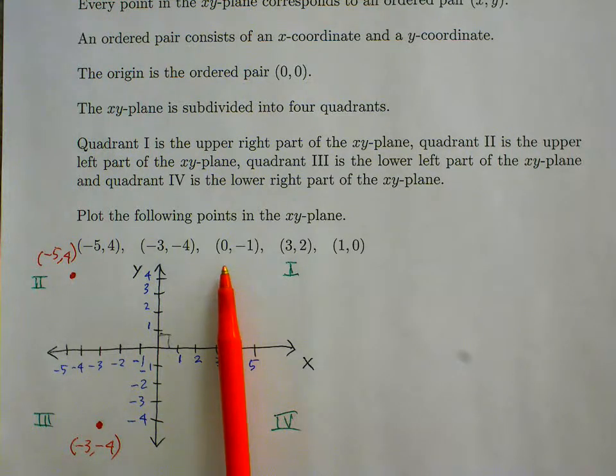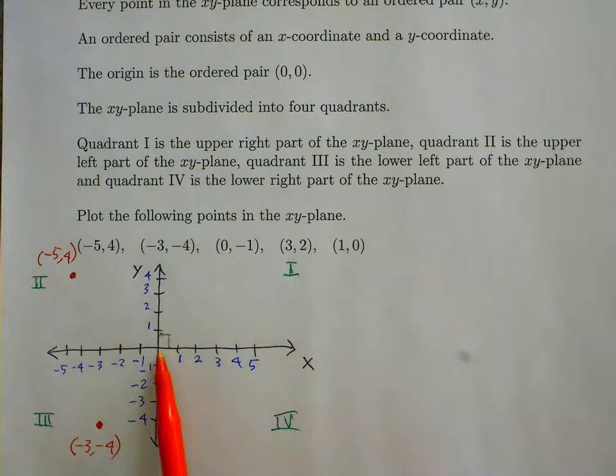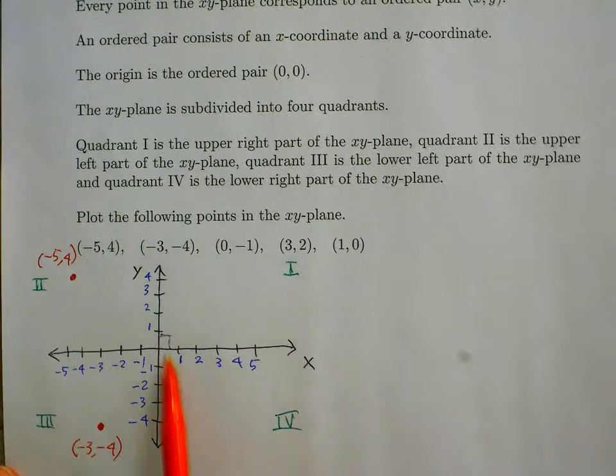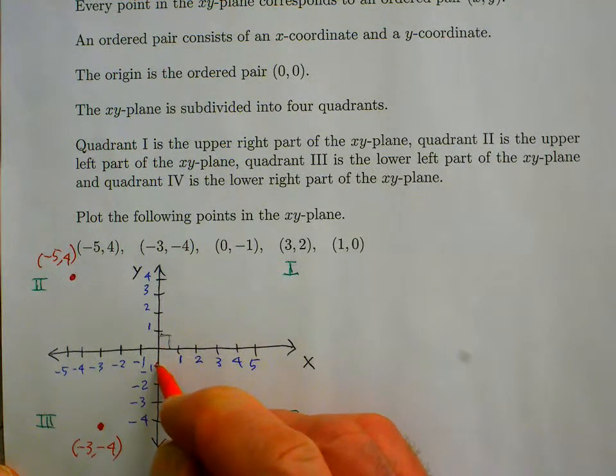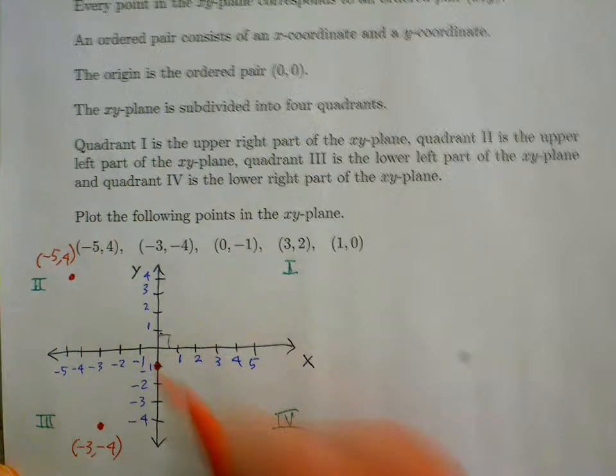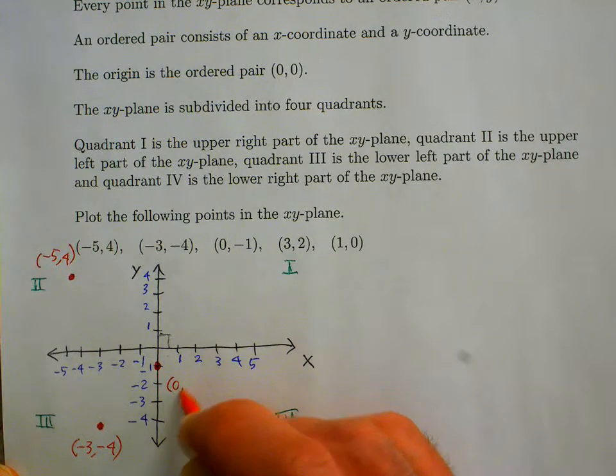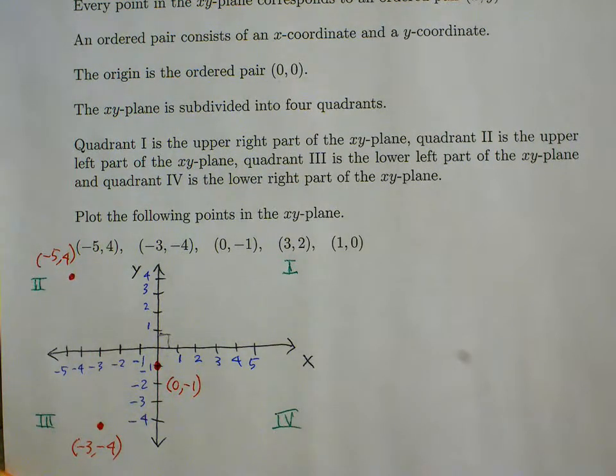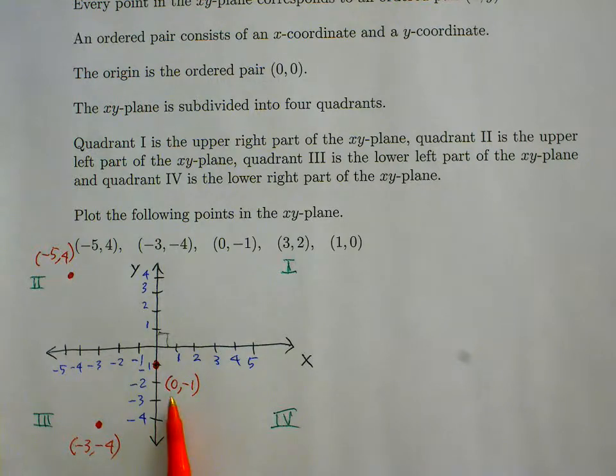The next ordered pair, 0, -1. The x-coordinate is 0, so from the origin, we don't move either to the right or to the left. We just stay at the origin. The y-coordinate is -1, so we move down 1 unit. So now we're at the ordered pair 0, -1. This point, 0, -1, is not in a quadrant, but it's on the y-axis.